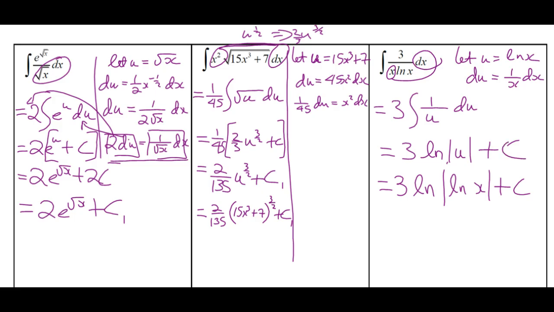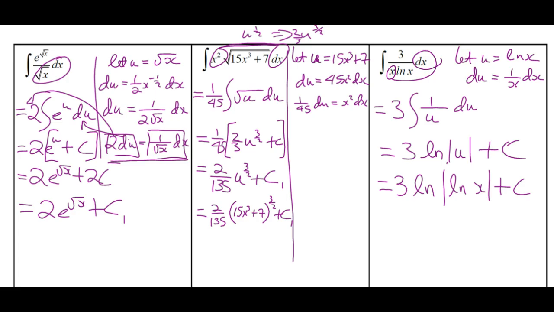Okay, and if you write the c and it just stays as a c, that's fine. Yeah, it's a different c than it was before, but it's just an arbitrary constant anyways. So it might just be a slightly different arbitrary constant.